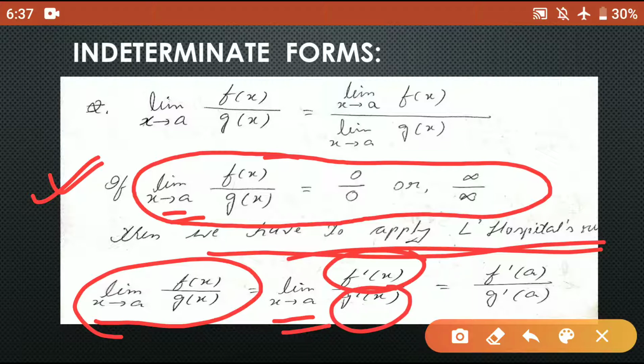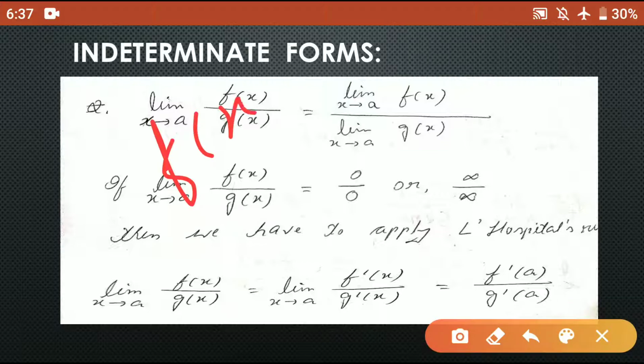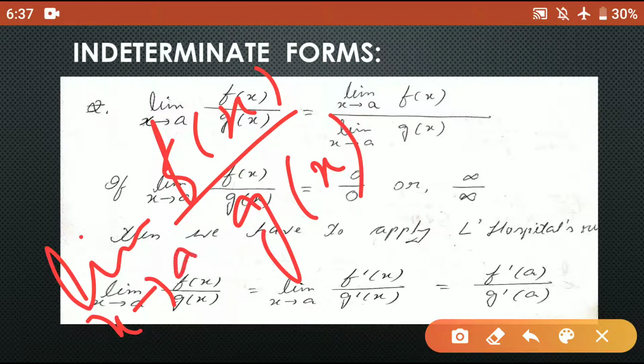If our function is in the form of f(x) by g(x) and the limit is like x tends to a, then we have to first substitute all the values of x by a.